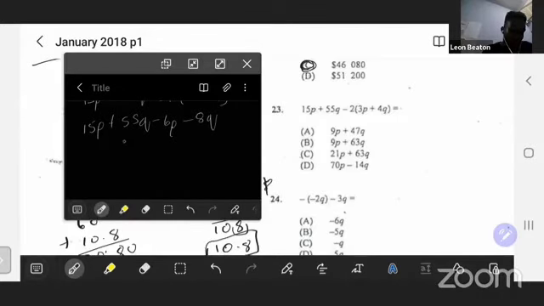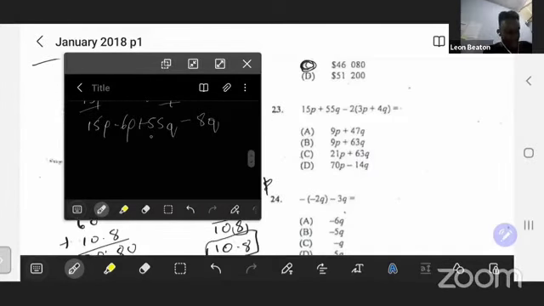So we got to put the like terms together now. We have 15p and we have 6p together. So 15p subtract 6p plus 55q minus 8q. 15p subtract 6p, that will be 9p. 55q subtract 8q, that will be 55 subtract 8, 47q. So you have 9p plus 47q, which is A.